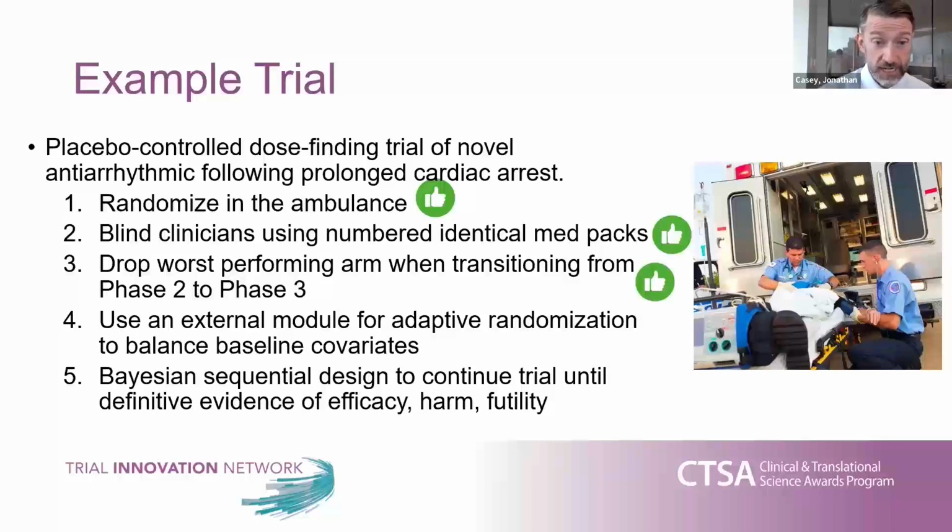The new tool would allow you to change the allocation for future patients, to, for example, drop an arm when going from phase 2 to phase 3. It would allow you to use a hook function, an external module, to do things like adaptive randomization to balance baseline covariates. And I'll actually mention that Luke, the REDCap user who helped with some of these functions, has already made the first of these available. So his biased coin algorithm is the first of these external modules that can be hooked to the REDCap randomization module. And then finally, in our example trial, we can still do something that we could always do, which is a Bayesian sequential design to continue until definitive evidence of efficacy, harm, or futility.